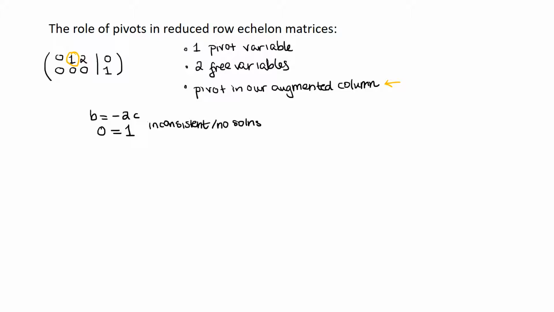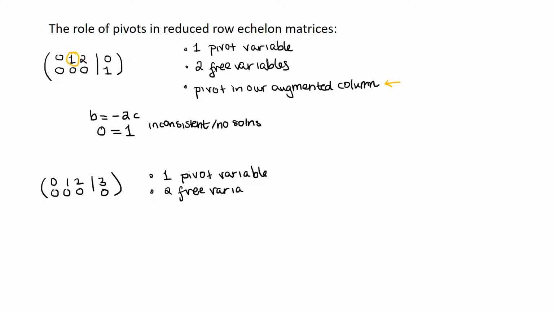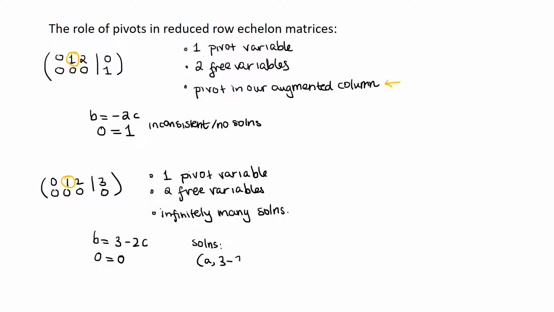So I would like you to notice, though, that if we look at a similar example, if we look at 0, 1, 2, 3, 0, 0, 0, 0, this again has one pivot variable, and it has two free variables. And now we can see that we are going to have infinitely many solutions. Indeed, we still have this first equation that b is equal to 3 minus 2c. We have a different constant now, and 0 is equal to 0. So if we write down the solution set, a can be anything, b is a function of the variable to the right, and c can be anything. So there are infinitely many solutions.